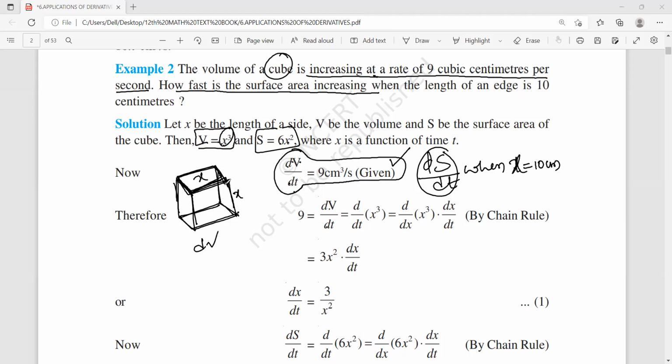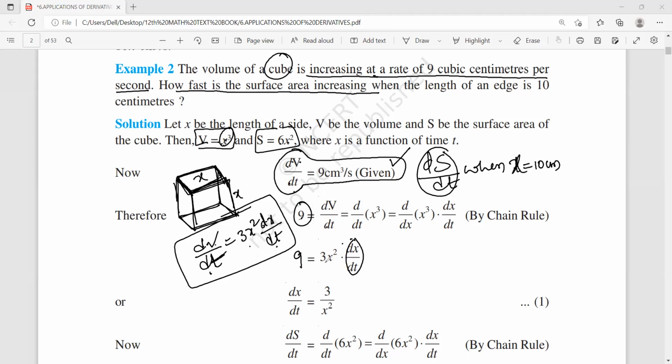Now, what is dv by dt? V is x cube, so dv by dt is 3x square into dx by dt, because it is with respect to time. Yes or no? So 3x square dx by dt. But what is given for dv by dt? 9. If you substitute 9 here, dv by dt is 3x square and dx by dt, then you get dx by dt as 3 by x square.